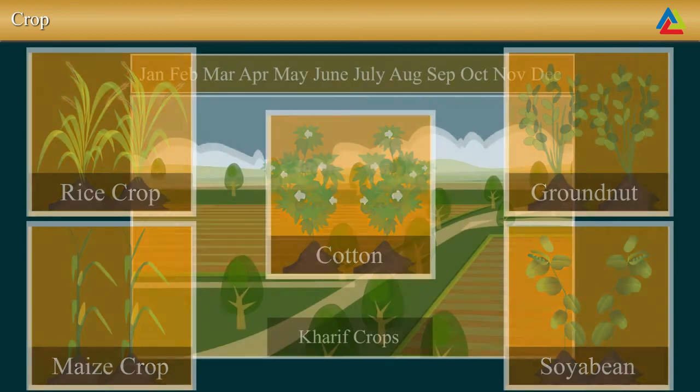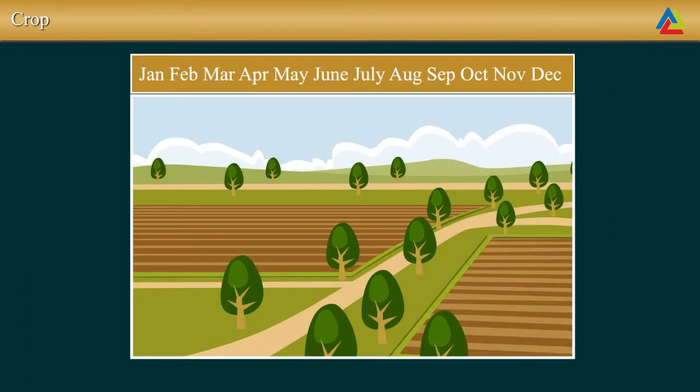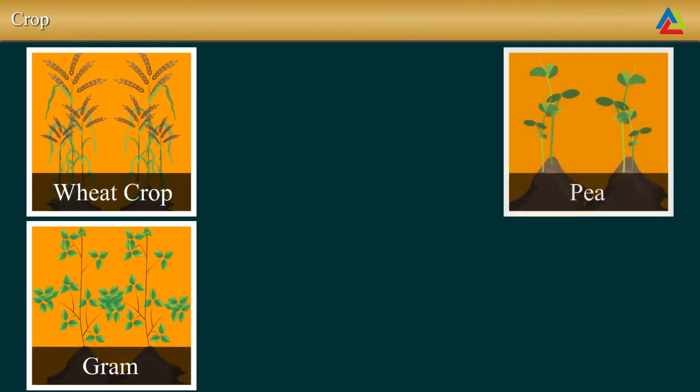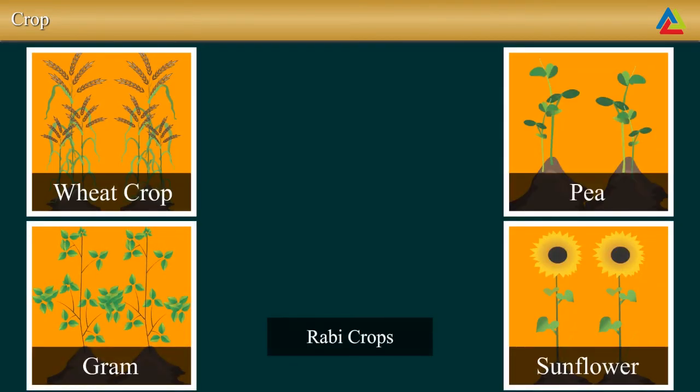And what about Rabi crops? Crops that are grown during winter season are Rabi crops. They are sown in the months of October and November and harvested in the month of April and May. Some examples of Rabi crops are wheat crop, gram crop, pea crop, and sunflower crop.